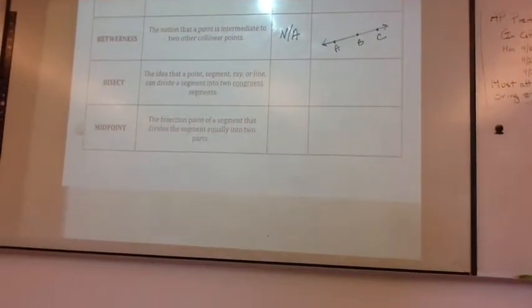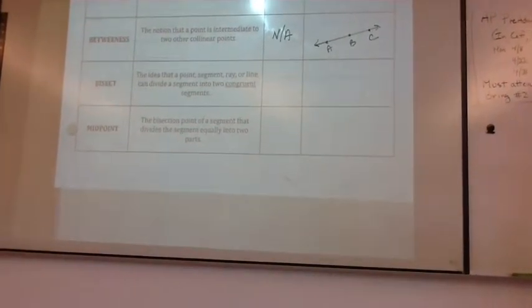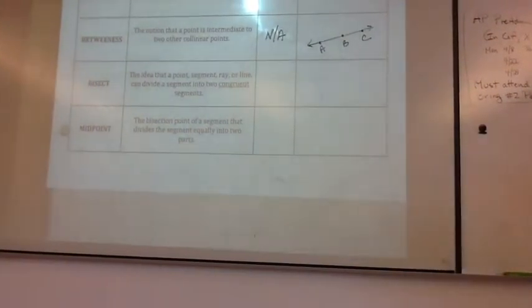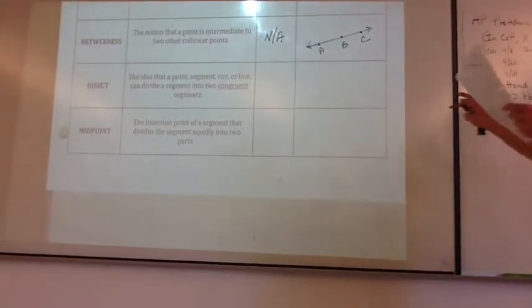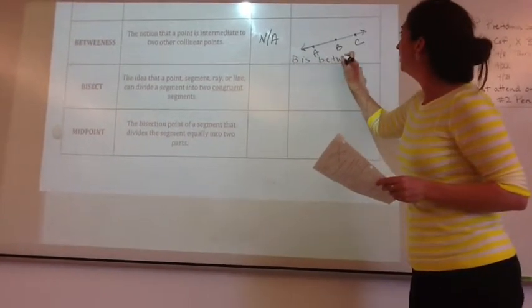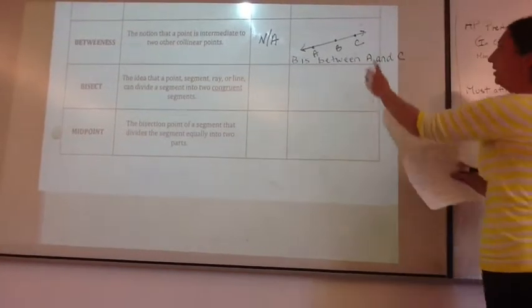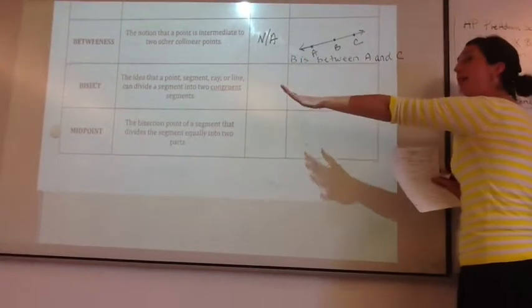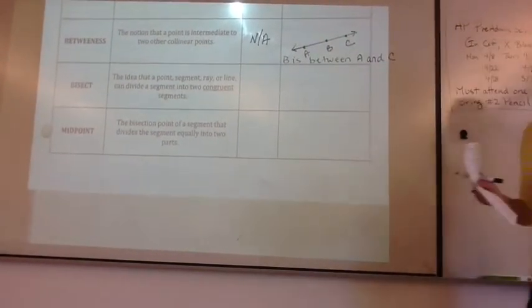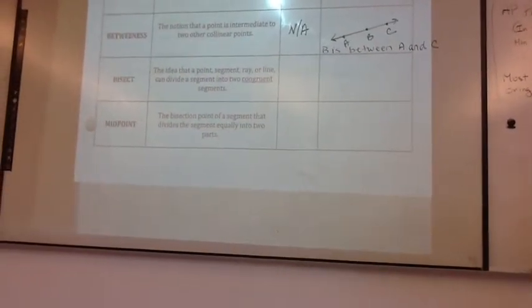So betweenness simply means that some point may be between two others. A more formal definition, the notion that a point is intermediate to two other points. It's in between, really is what it sounds like, right? So if you have some line ABC, you would simply say that B is between A and C. Little catch to this, if betweenness is to exist, then the points must all be collinear. So you use that old definition from there, okay? So not only can they be between, they have to be collinear, okay?